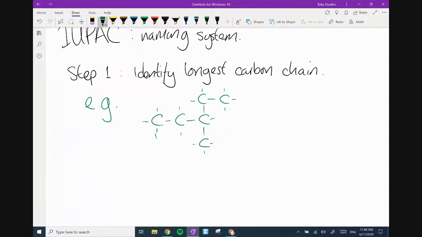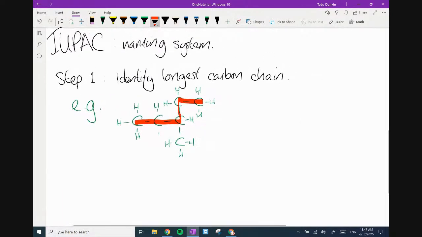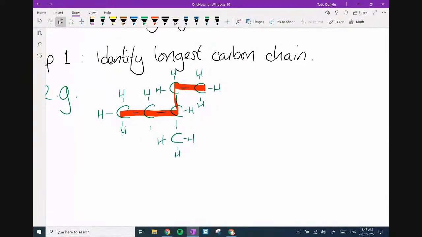And you know what, I'll be good today. I'll draw my H's because, you know, I'll be posh. There we go. So this one is a trick, because what I'm trying to do is show you guys how we identify it. The longest carbon chain simply means the longest one in a row. And in this case, it's 5. It makes no difference that there's a bend in it. These molecules are constantly bending and flexing anyway. So the fact that it's bent doesn't matter. The longest carbon chain is 5.